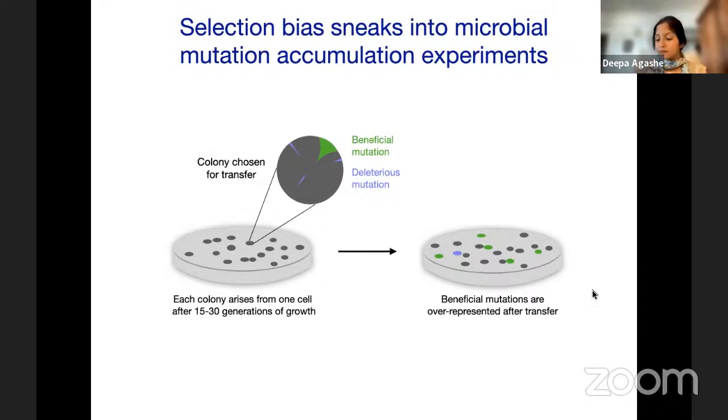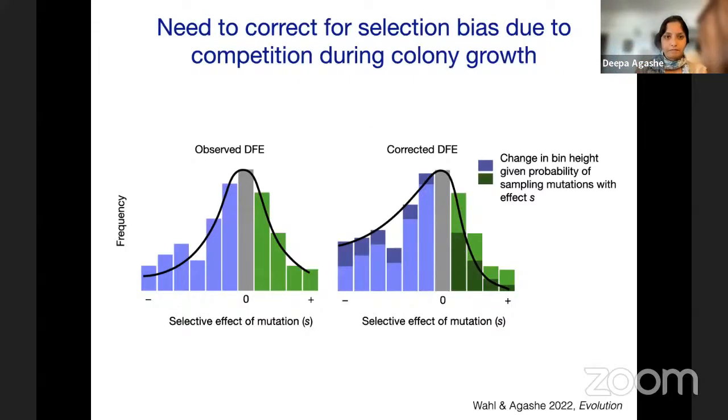So remember that what we've assumed when doing mutation accumulation experiments with microbes is very low amounts of selection, or very weak selection. And this kind of problem is going to occur because of growth that happens in this phase, which is necessary because you can't observe microbes at the single cell level, so you can't transfer them. You have to wait until it becomes a visible colony, and that takes some 15 to 30 generations of growth usually.